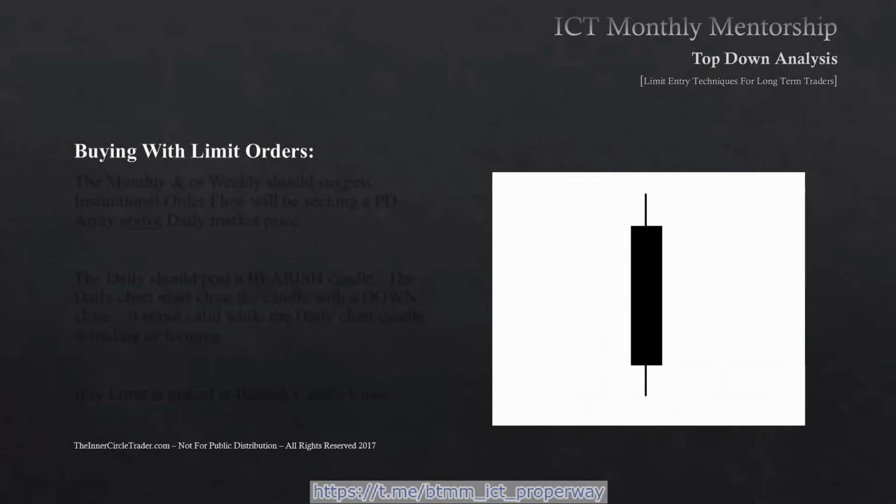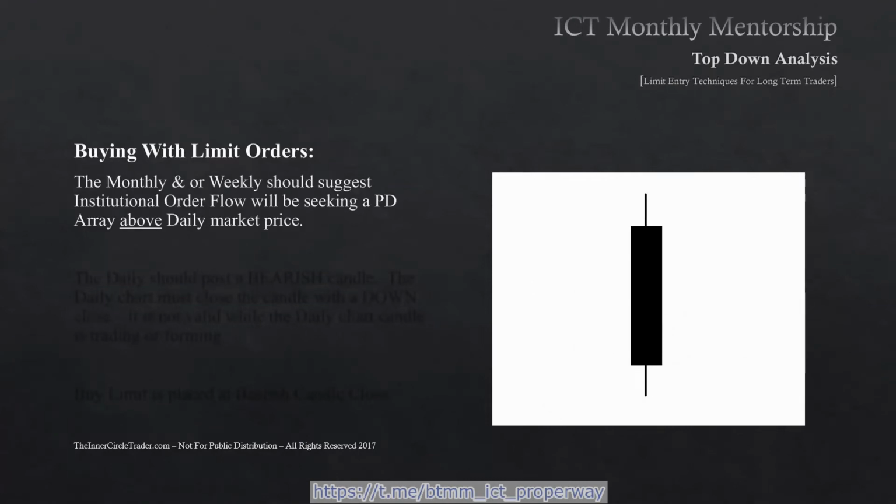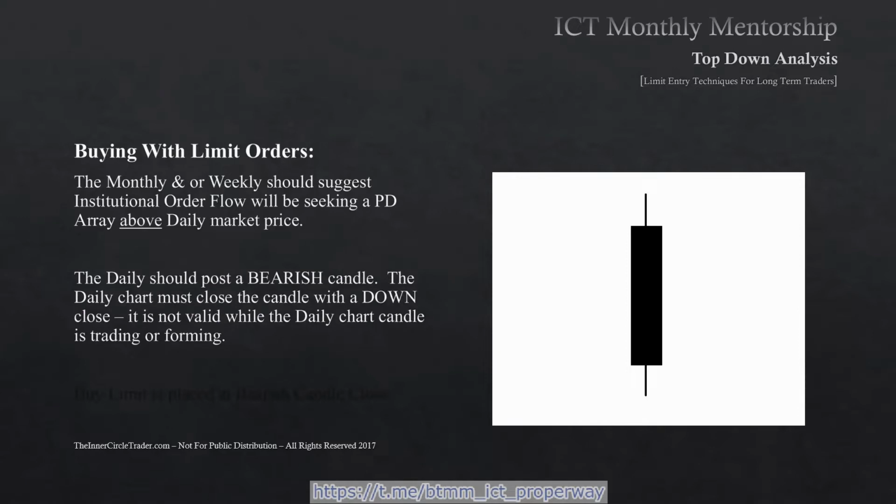Okay, we're looking at buying with a limit order, and much like we used for the buy stops, the monthly and/or weekly should suggest institutional order flow. We'll be seeking a PD array above daily market price. The daily should post a bearish candle. The daily chart must close the candle with a down close, and it is not valid while the daily chart candle is trading and/or forming.